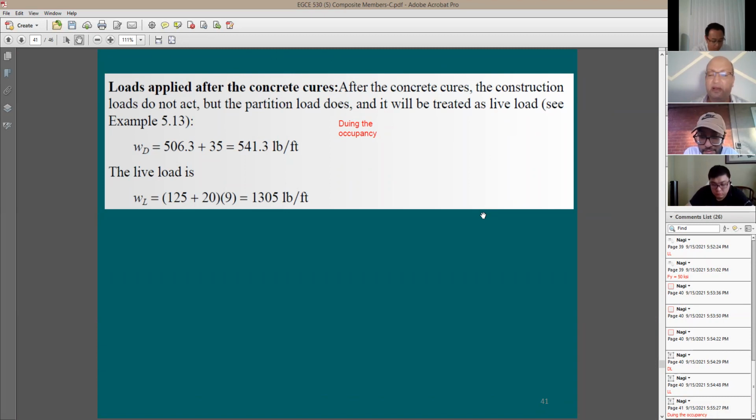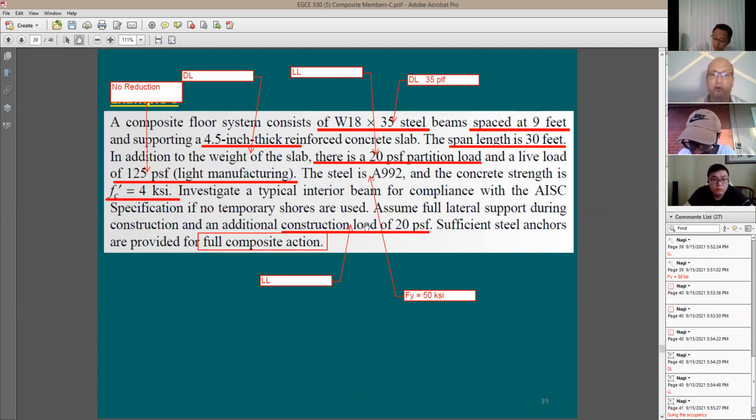But we're going to have another live load. How much is the live load? Say 125 PSF as given. But we have an additional 20 PSF here, which is the partition, if I may go back. Look at this. We have partitions of 20 PSF. It just happened that the partition weight is very similar to the construction live load. And the partition is treated as live load.